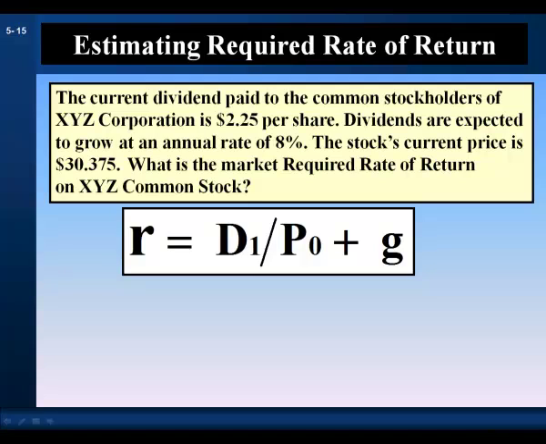The current dividend paid to the common shareholders of XYZ Corporation is $2.25 per share. Dividends are expected to grow at an annual rate of 4%. The stock's current price is 30 3/8. What is the market required rate of return on XYZ common stock?